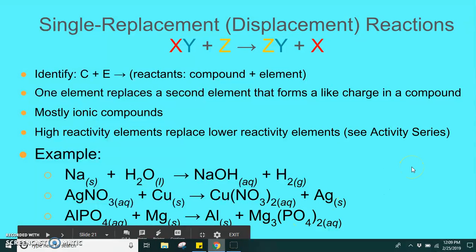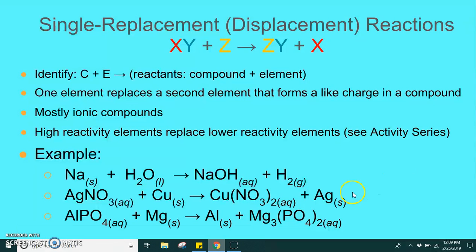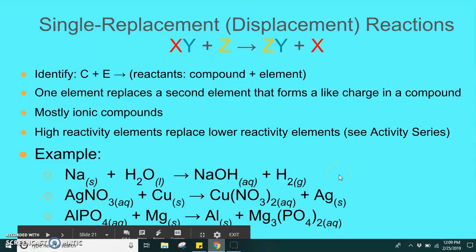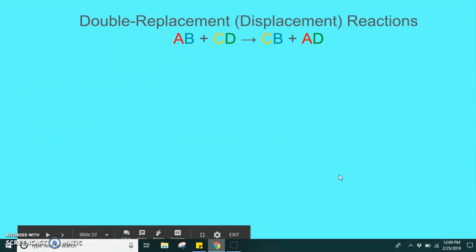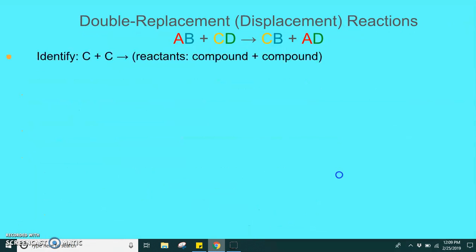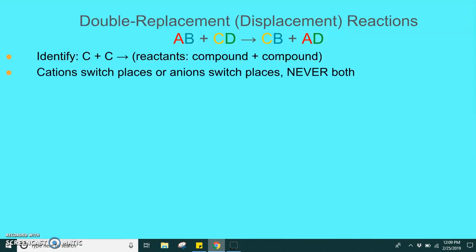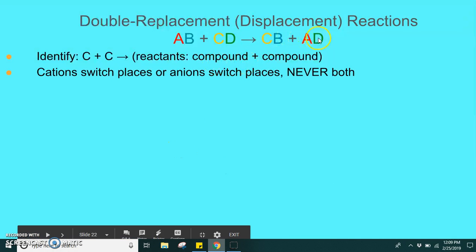So you're just having an element in a compound, and you're forming a new element and a compound on their own. So you're just changing the way things partner up or pair up. In a double replacement or a double displacement reaction, you have two compounds, and you form two new compounds where you can think of them just switching partners.